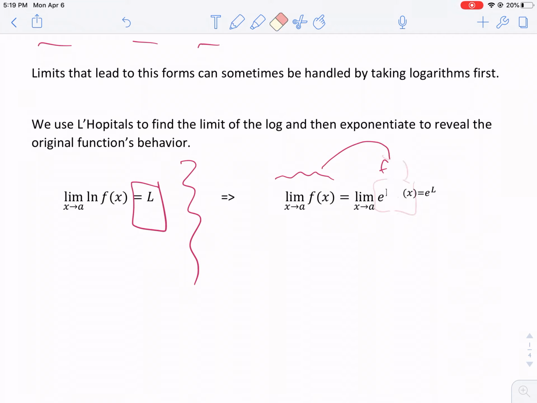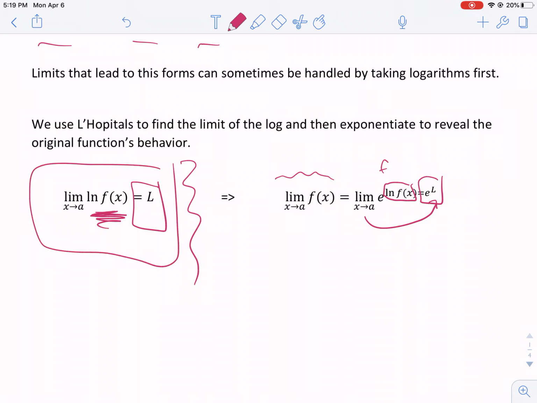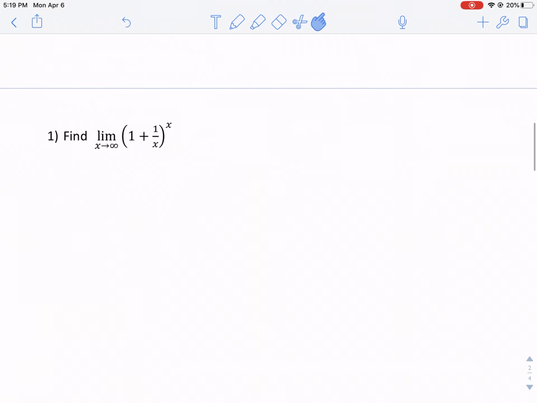But we defined the limit of the natural log of f of x as capital L. So I can evaluate this limit by just doing e raised to the limit that I find. So in other words, what we're going to do is take the limit of the natural log of the function, and then we're going to raise e to that limit. So let's see how we're going to do that.